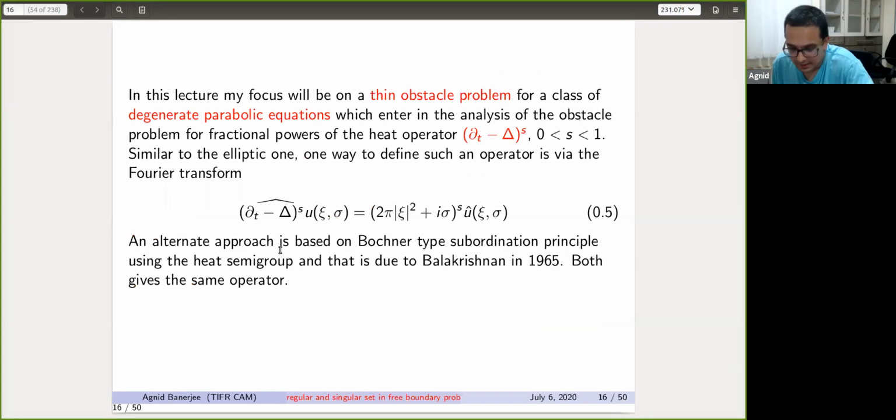So in this lecture, I will focus on a thin obstacle problem which enters the analysis in a similar way when you study the obstacle problem for the fractional heat equation. The fractional heat operator, similar to the elliptic case at the level of the Fourier transform, can be defined in this manner. It's an order 2s operator with respect to the parabolic scalings. An alternate approach would be by Bochner's subordination principle using the heat semigroup, and this was done by Balakrishnan back in 1965. In fact, Balakrishnan's approach works for more general closed operators in Banach spaces. In both cases, it gives you the same operator.